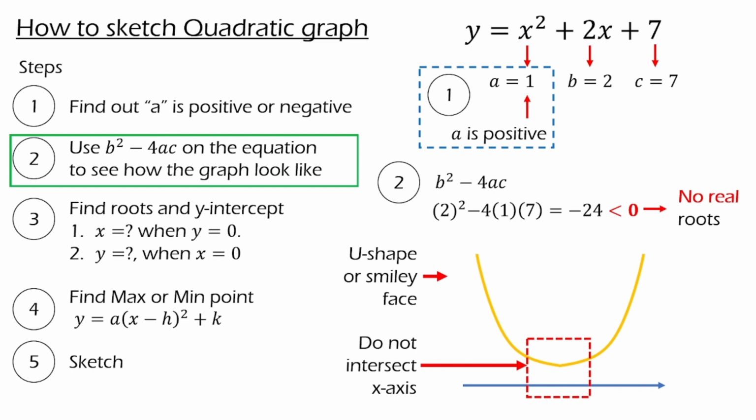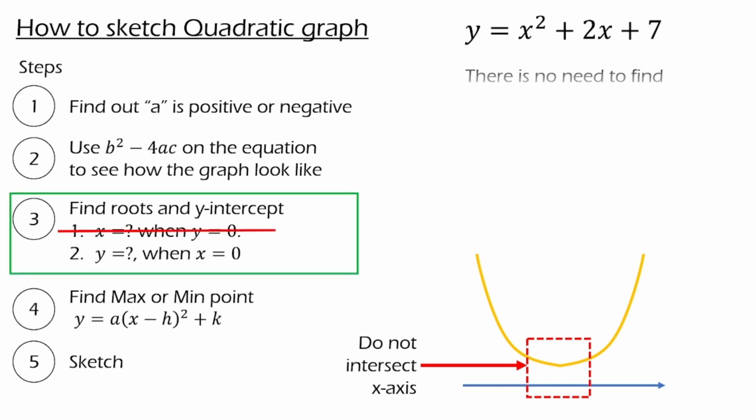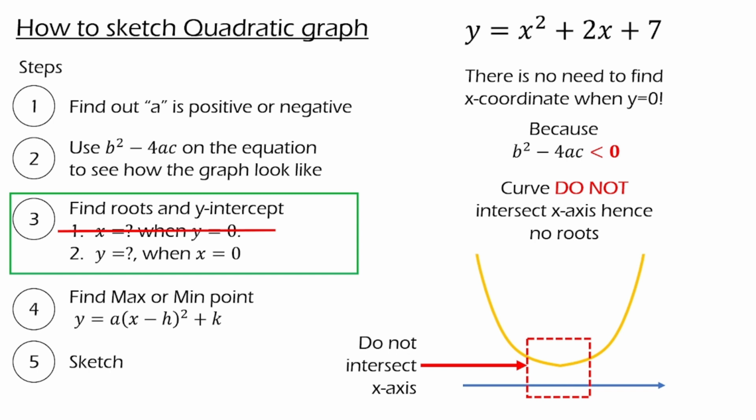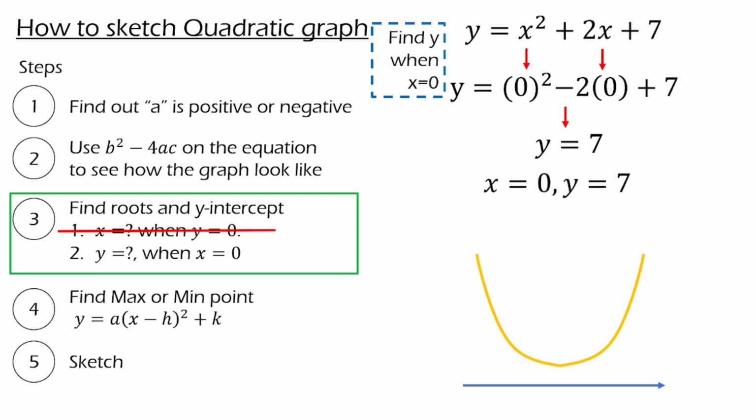Let's continue on the third step. In the third step, we do not need to find any roots. Why? Because when our b squared minus 4ac is less than 0, our curve does not intersect the x-axis at all, which means it doesn't have any roots. Therefore, we can move on to find our y-intercept. This can be done by letting our x equal to 0. Solving it, we have our y equal to 7, which means our y is equal to 7 when our x is equal to 0. We can continue to label it on the graph, which is here.